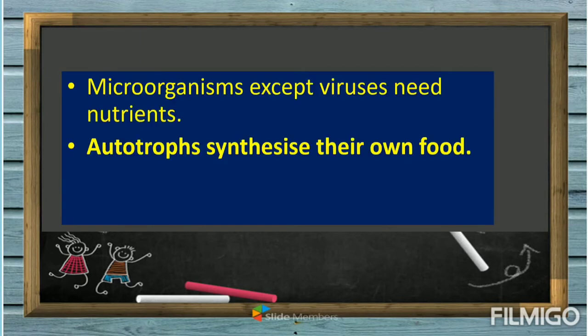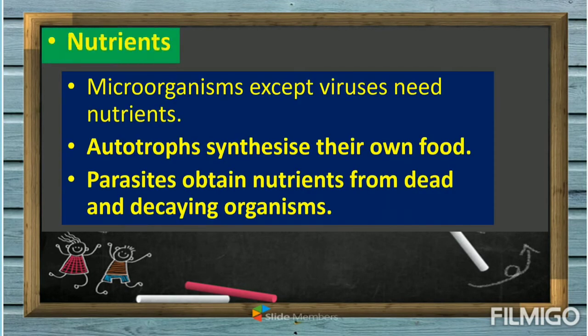And the last one is what we call nutrients. Microorganisms, except viruses, need nutrients. Autotrophs synthesize their own food. When we say autotrophs, those are microorganisms that make their own food. Auto means self. Trophs means to make. Parasites obtain nutrients from dead and decaying organisms.